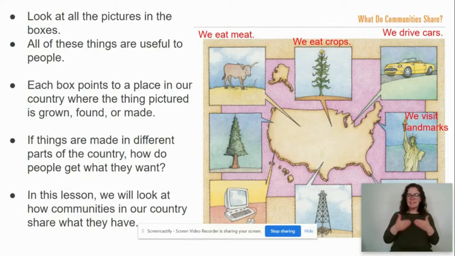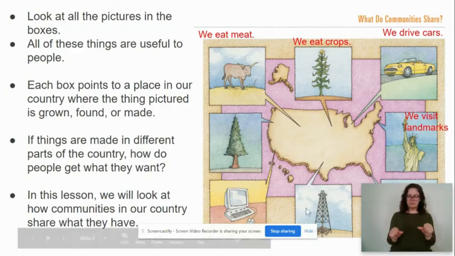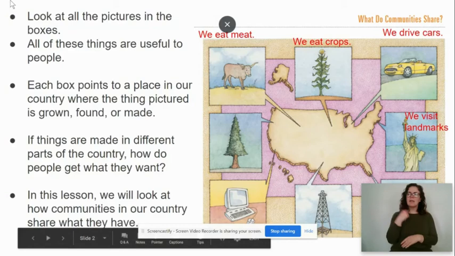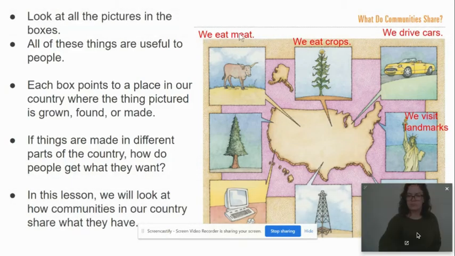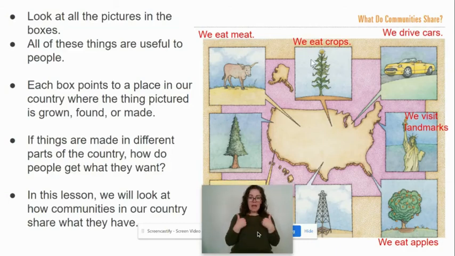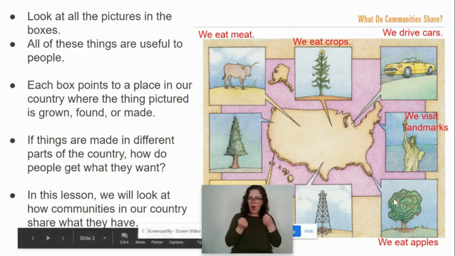Next, I have another picture of the United States of America, but you can't see our states. It's just a blank map that has all these different pictures. So let's think. When you look at the pictures in the boxes, those are all things that are useful to us, useful to people. So for example, here you have animals because we eat meat. Well, some of us eat meat. Here's a picture of some corn because we eat crops. Here's a picture of cars because we drive cars. Here's the Statue of Liberty, an orange tree.